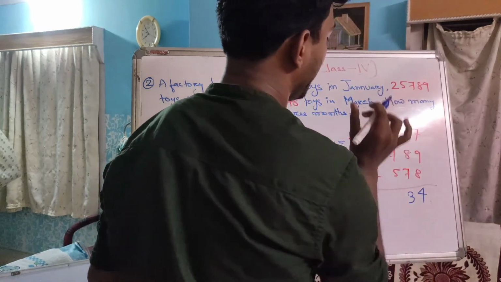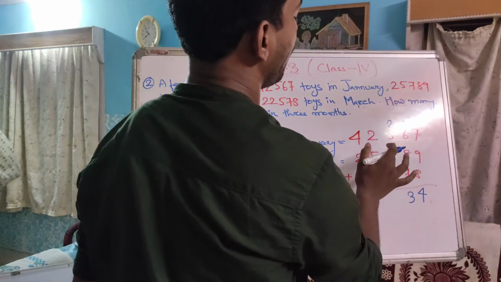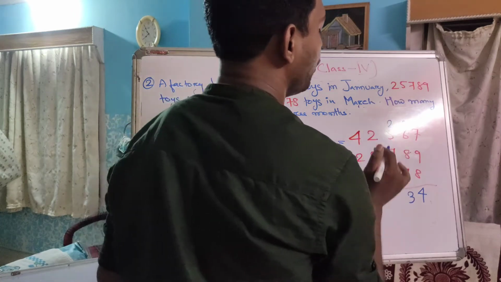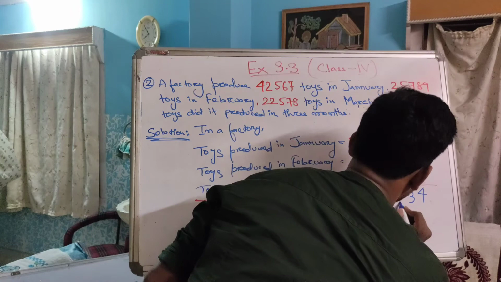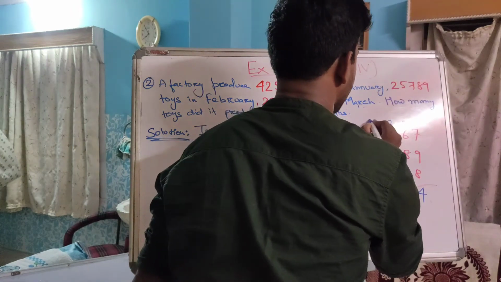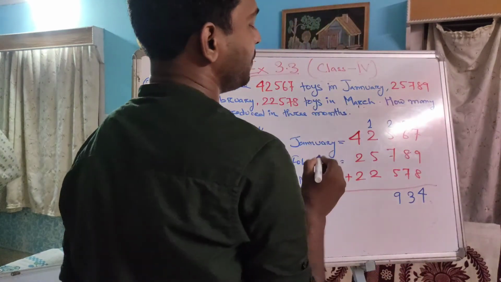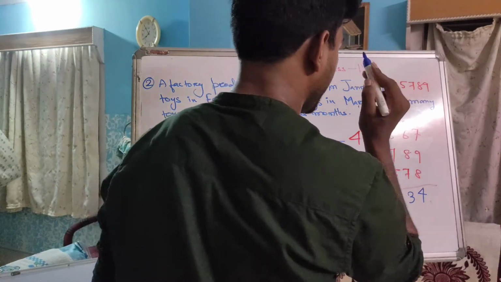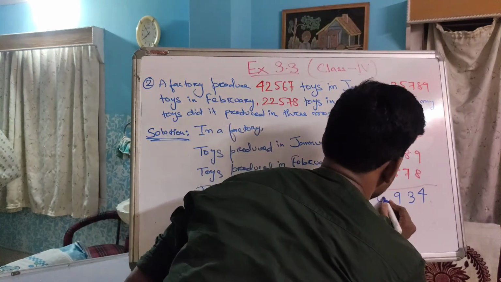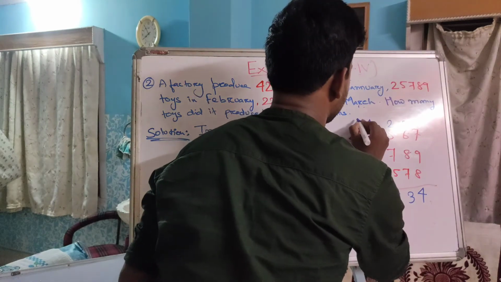Now 2 plus 5 is 7, 7 plus 7 is 14, and 14 plus 5 will give us 19. But we will write only the digit 9. 1 will be added in this place. Now 1 plus 2 will give us 3, 3 plus 5 is 8, and 8 plus 2 is 10. So we will write the digit 0 and 1 will be added in this place.